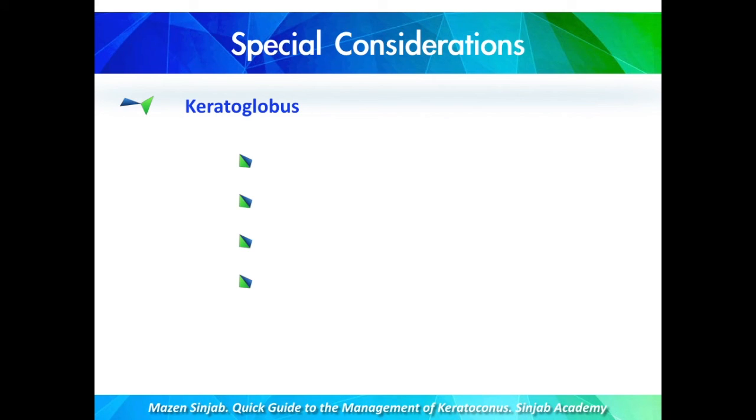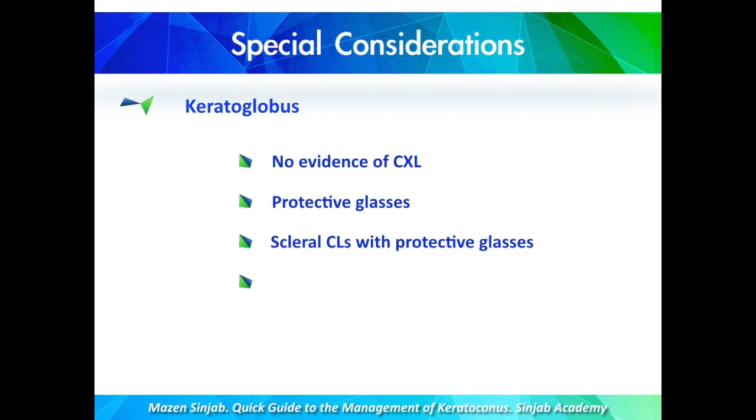In keratoglobus, still there is no evidence of efficacy of cross-linking to stop the progression of keratoglobus, because it is a generalized thinning extending to the limbus. People with keratoglobus should be protected by glasses, and even if scleral contact lenses were fitted, protective glasses still should be used. In addition, there are special techniques of grafting.